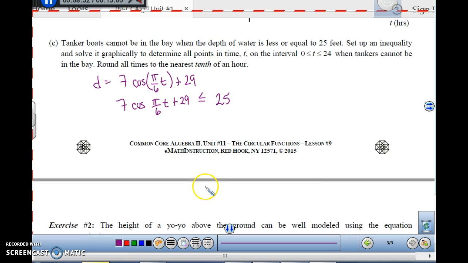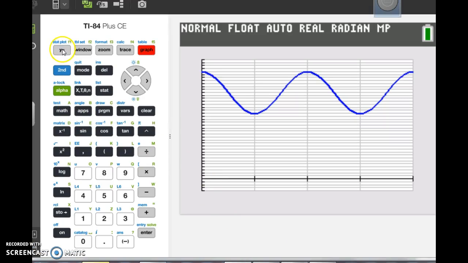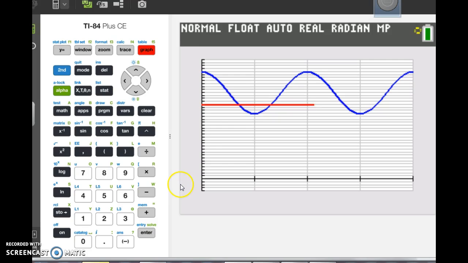All right, so what we need to do is set up and solve it graphically. We are going to put D equal to 25 on our calculator. So let's do D equals 25, which will be a horizontal line. I go to Y equals, and I'm going to enter D equals 25. If I graph that, it's going to go down like this. Let me put that on my picture.